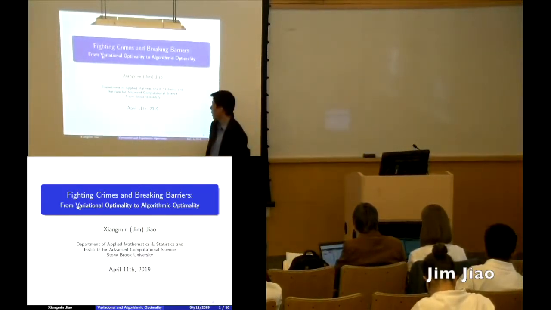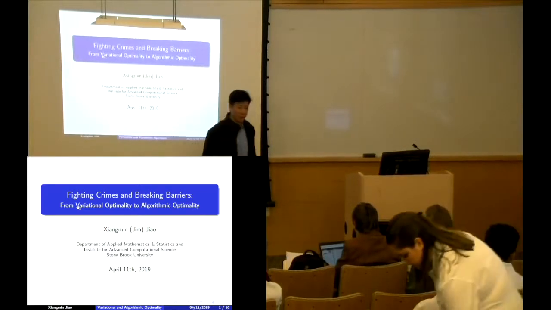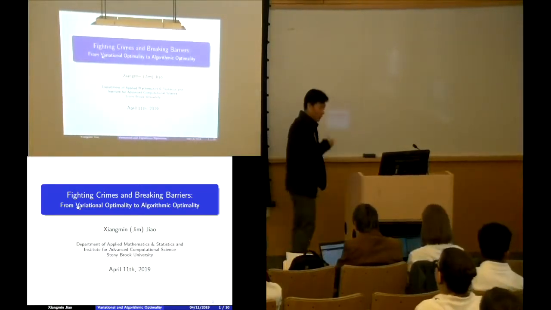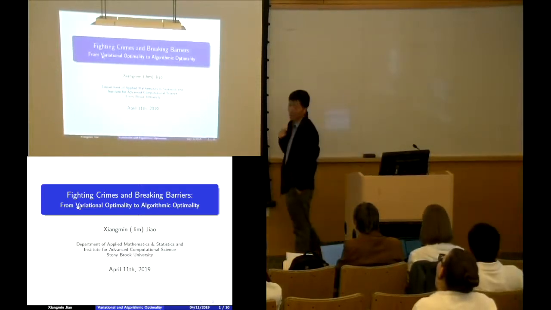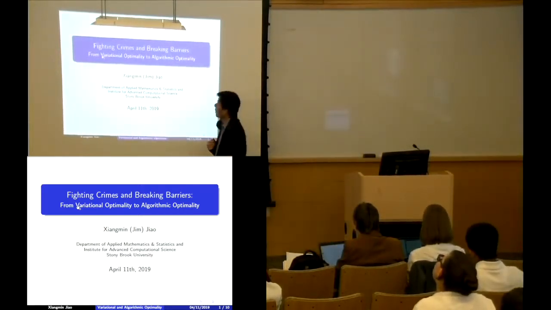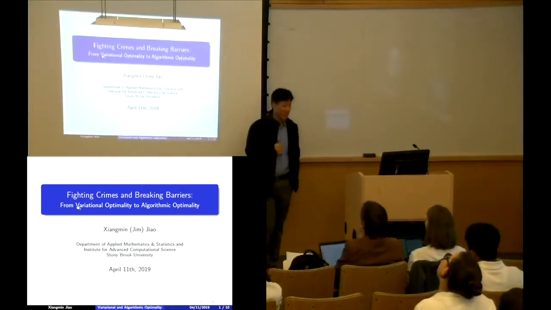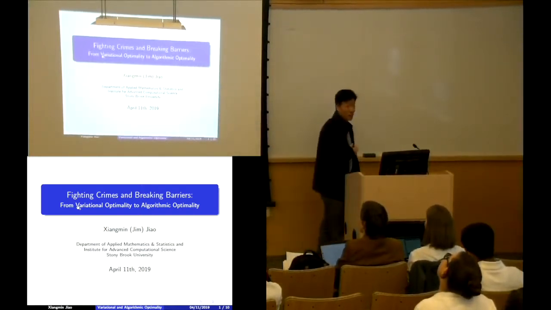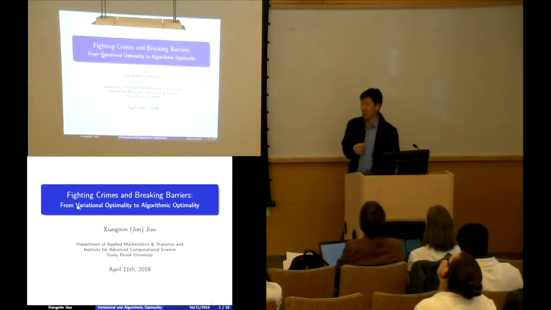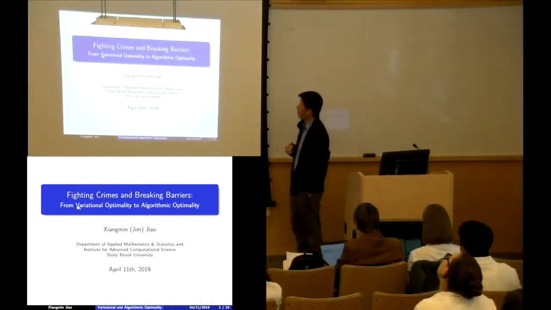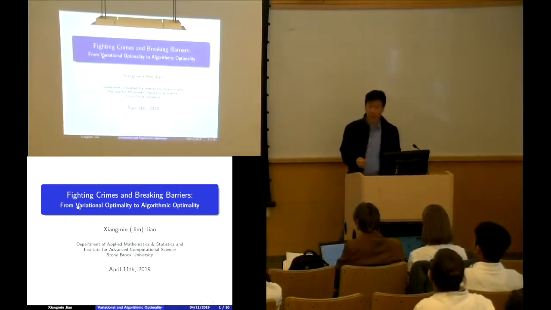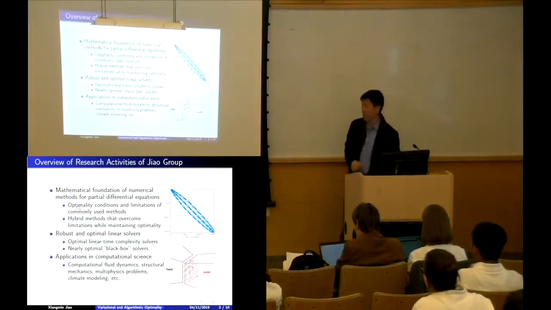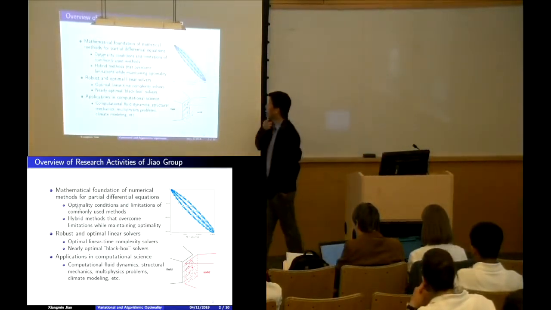Yeah, I'm Jim Jiao in the Department of Applied Mathematics and Statistics. So I'll be talking about variational methods and algorithms, but it sounds boring, so I changed the title to be Fighting Crimes and Breaking Barriers. And the crime we are fighting are variational crimes in mathematics, and barriers we are breaking are basically doing the impossible, where some theorem has said that this is the upper bound you can get, but we are trying to break over that by showing that the theorem was actually wrong.